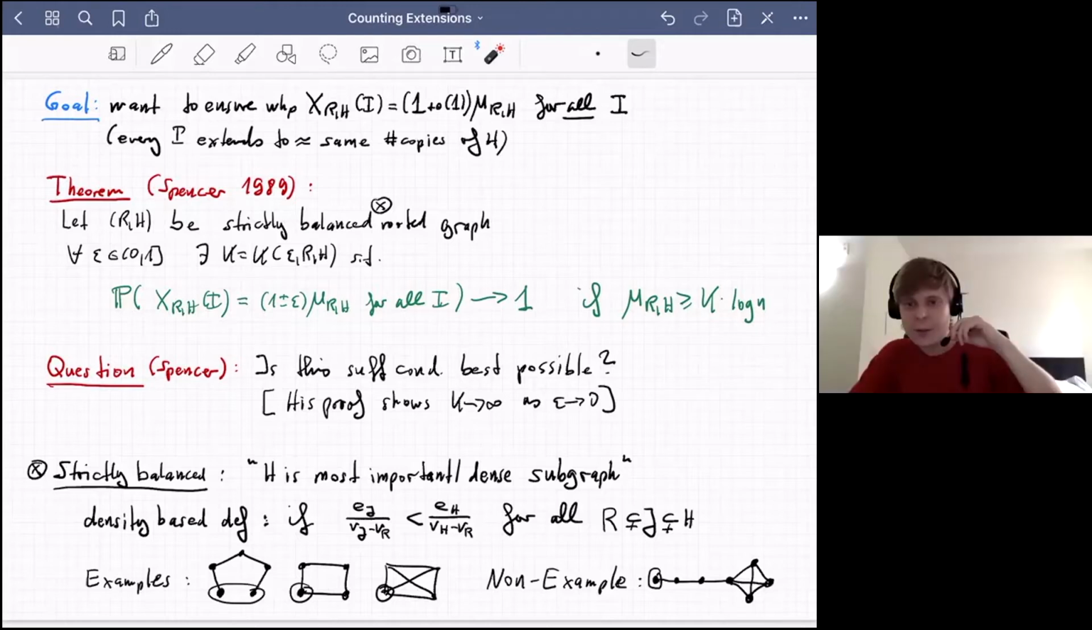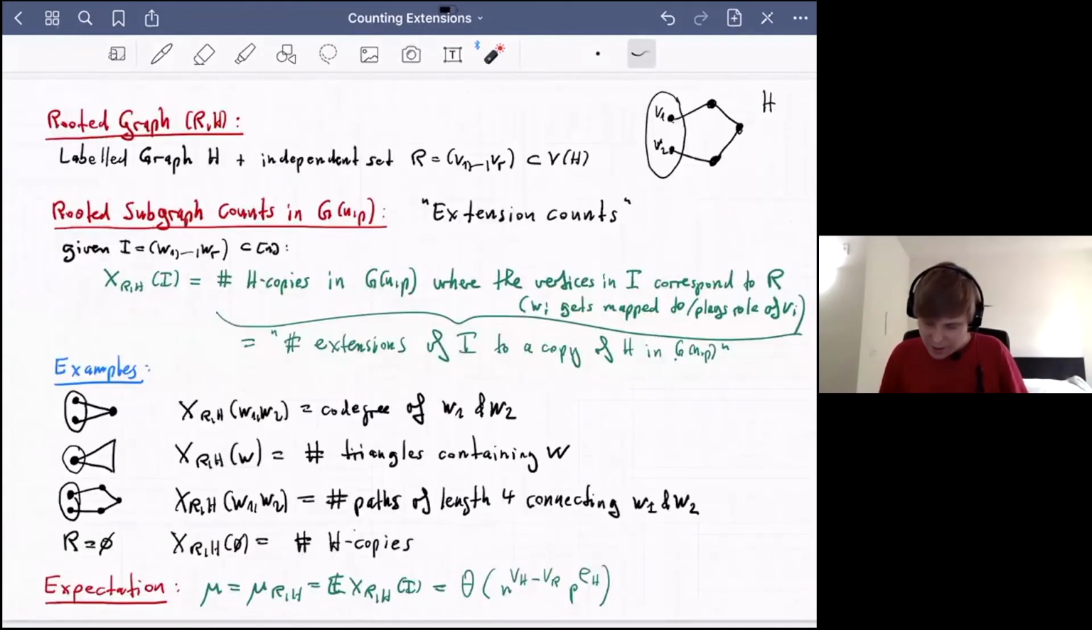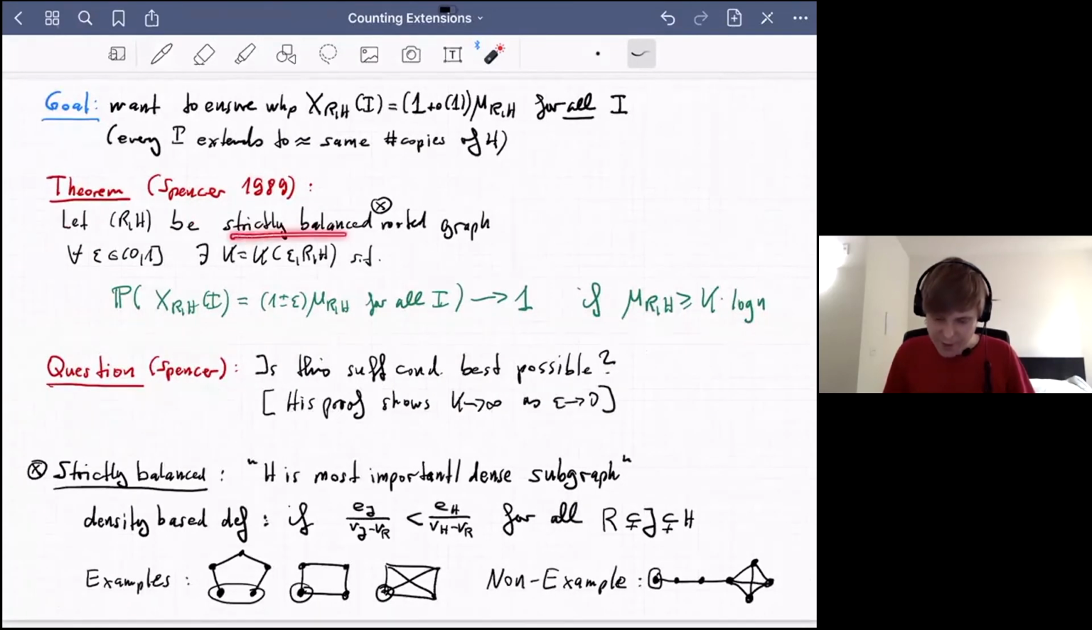I'll say something a little bit later about this in one particular example, but this is exactly the reason why one has this distinction between strictly balanced and not strictly balanced. If it's strictly balanced and the expected value tends to infinity, then it's also true for all sub-extensions in some sense. That's the reason why strictly balanced is nice. Somehow the entire graph is the thing that we really should care about. The subgraphs play a less important role, but in general, we have to take all possible subgraphs into account, and I'll say a few more words about that.